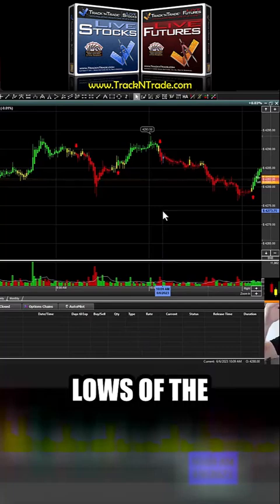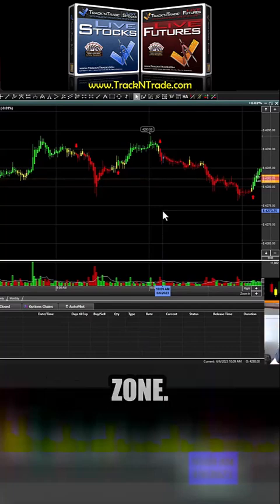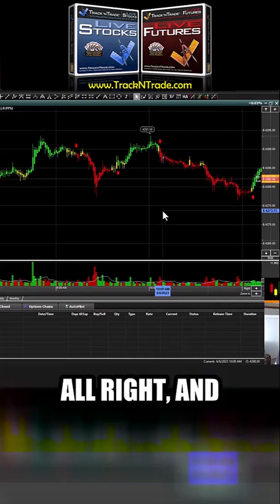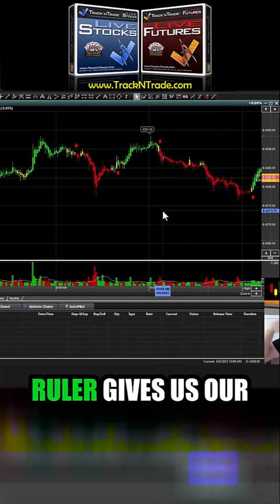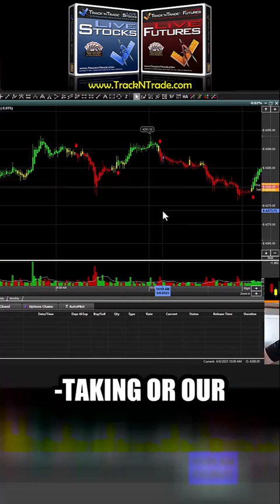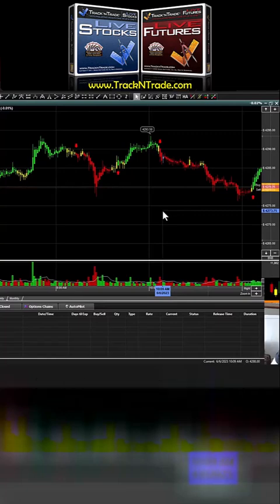It's not the highs and lows of the market. It's the neutral zone. So we need to look at the neutral zone. We need to trade off of the neutral zone. All right. And the Fibonacci ruler gives us our projections and our retracements. It gives us our points of profit taking or our goal of where we think the market's going to go. So I'm going to show you how this worked today in today's market.